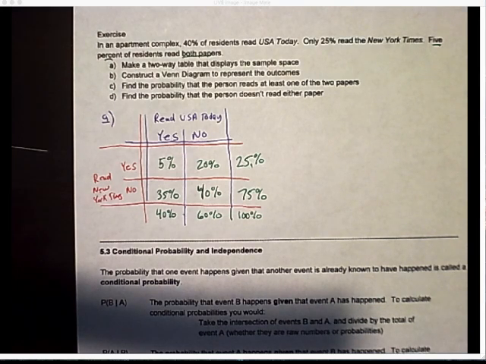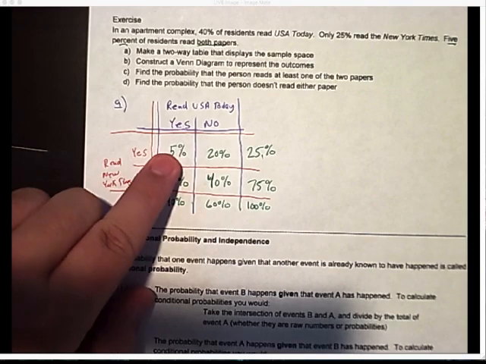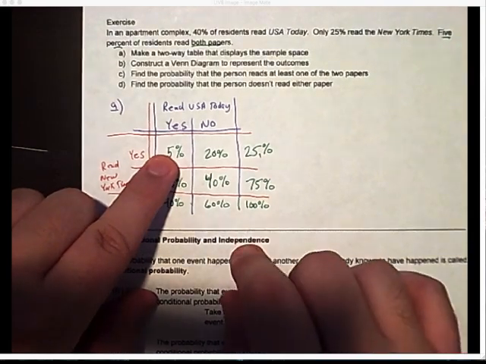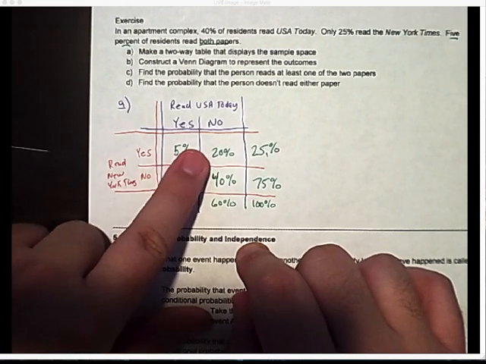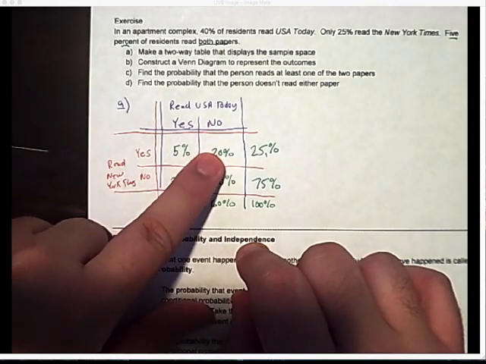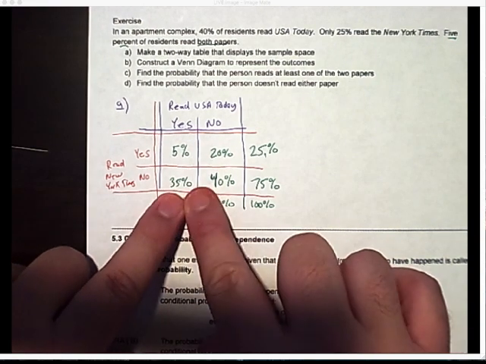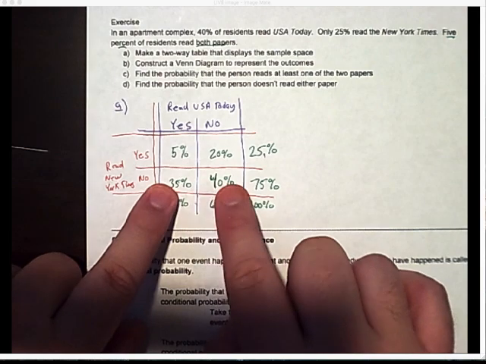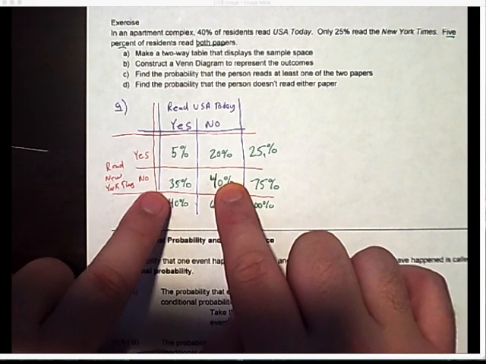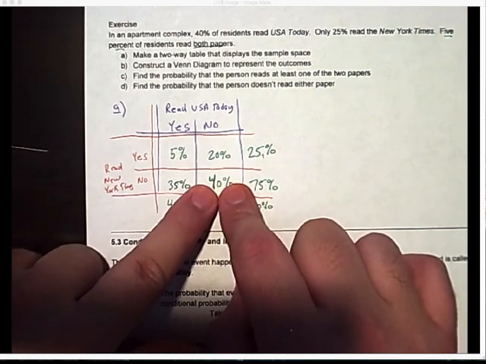It can be in raw counts or it can be in percents. So this means 5% of everybody reads both. 20% of everybody reads the New York Times but does not read USA Today. 35% reads USA Today but not the New York Times. And 40% of everybody reads neither. 40% reads neither.